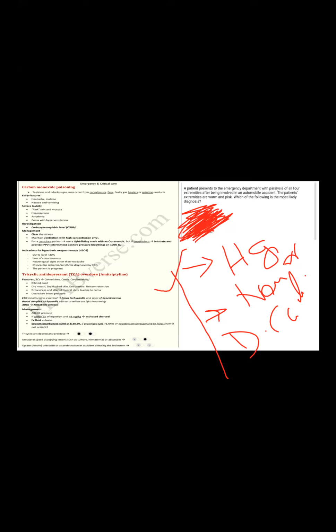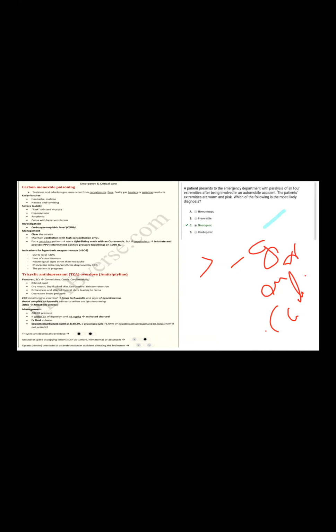It cannot be cardiogenic. Number one, it should be cold for cardiogenic; here it is warm and pink. So it should be neurogenic or septic. Septic is not possible because it was just now an accident. Also, the extremities are paralyzed, so it should be neurogenic. Excellent, well done. This is the way we have to interpret the exam question.